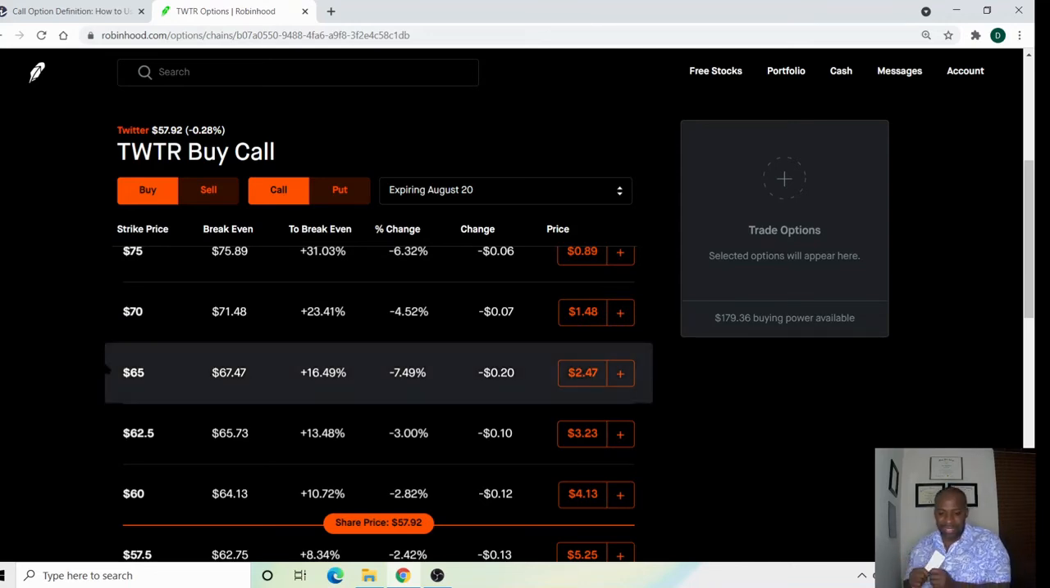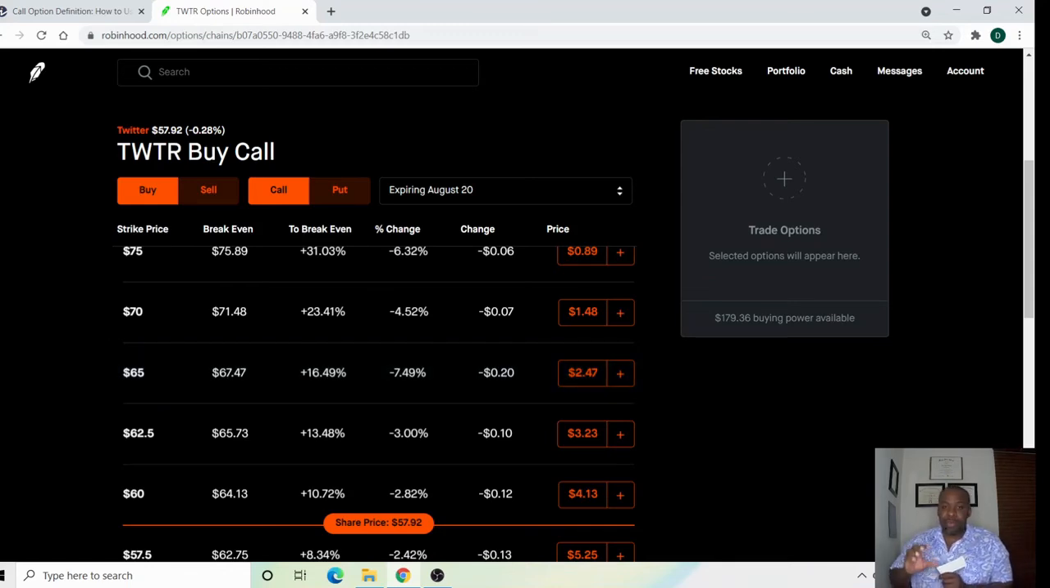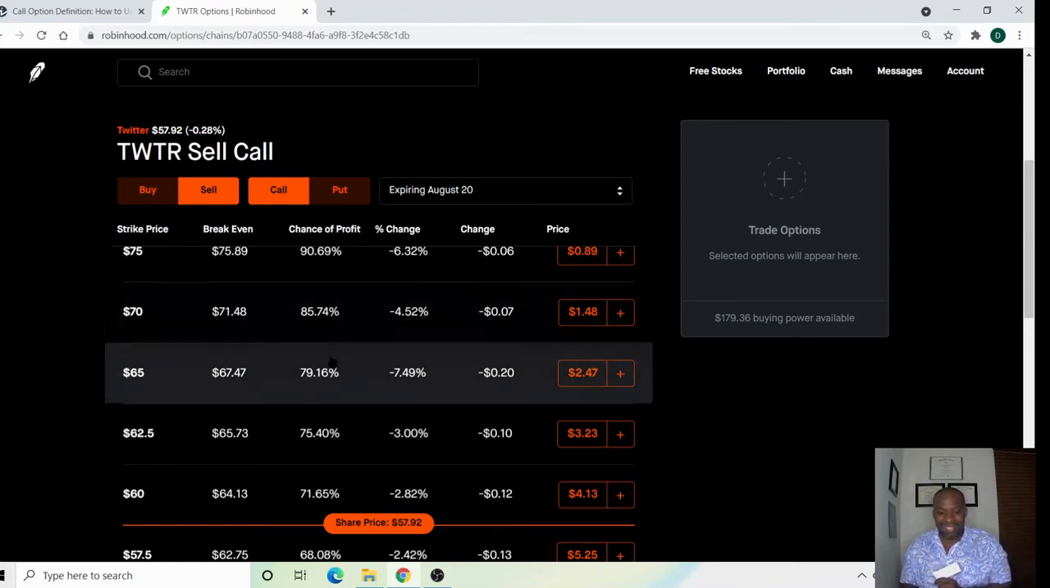It's a lot easier, and you can make the money a lot faster and then move on to the next play. Now, on the opposite side, selling the call option. Just like someone has to buy it, someone has to sell it. And this is something that I do often. The price of selling the call option is the same.